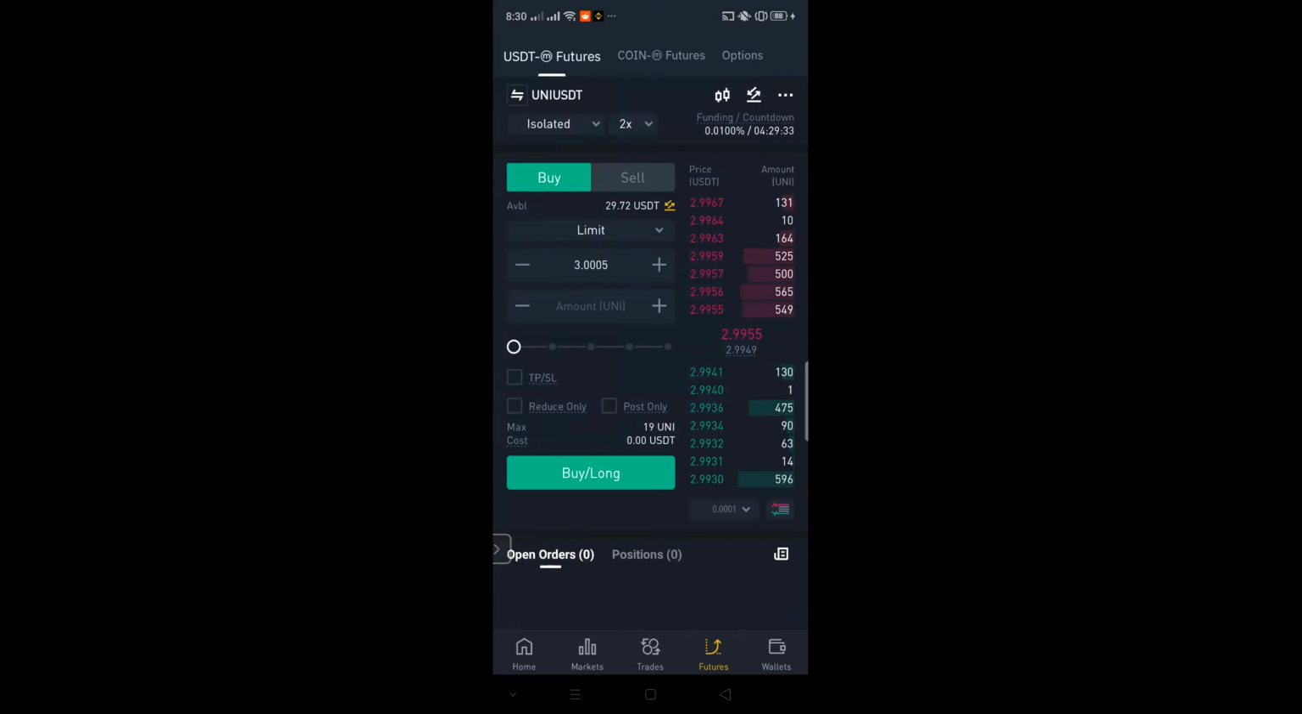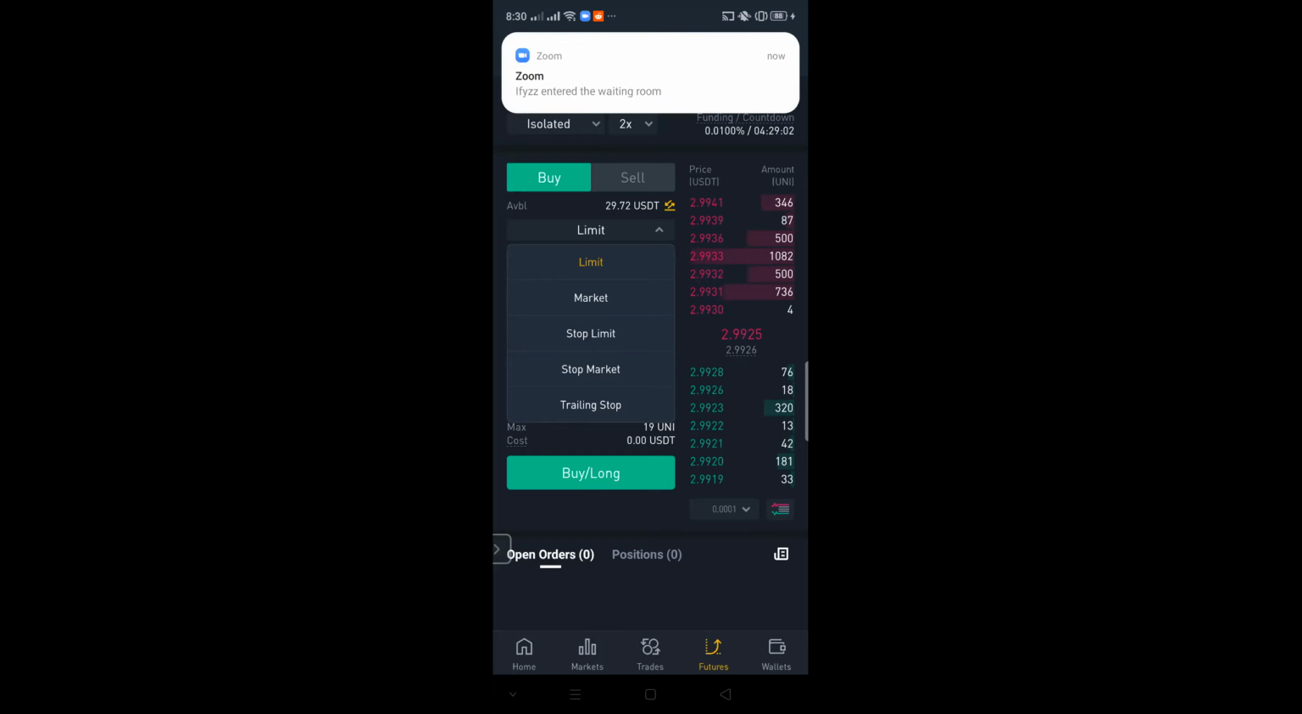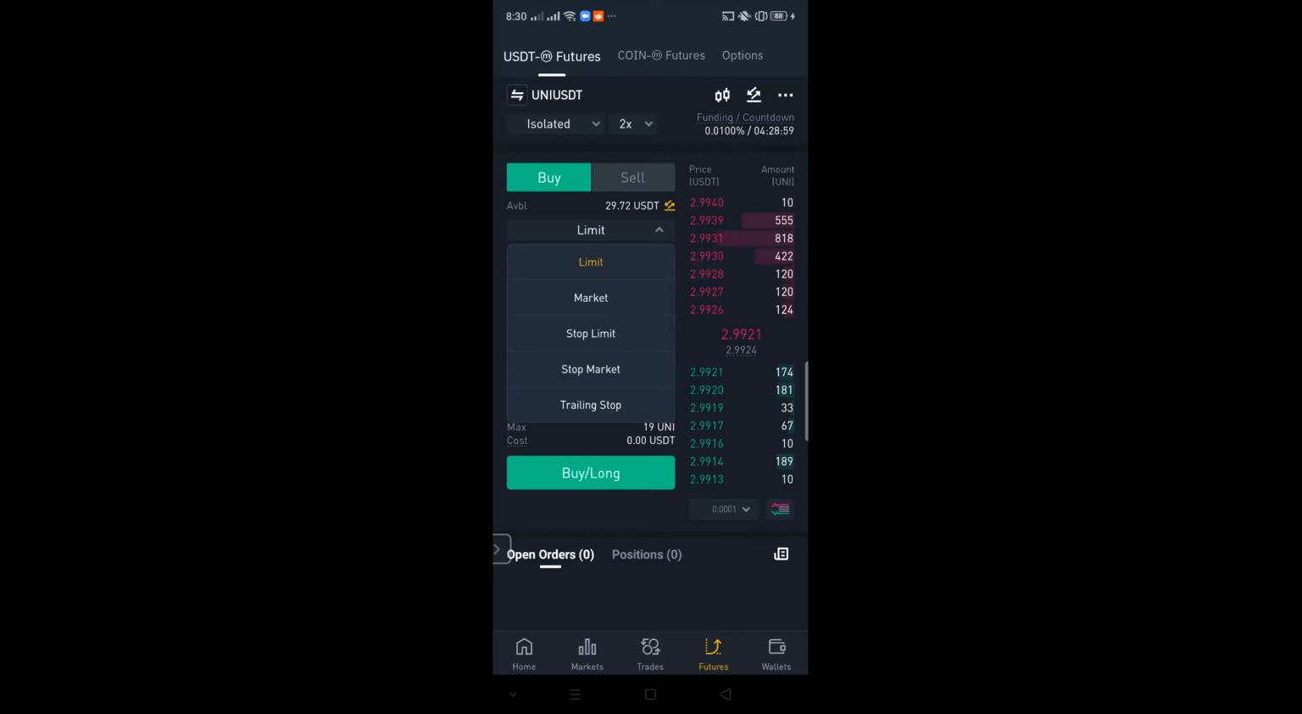After you've changed the cross to isolate, then you're on 2x. Then you click on limit. Limit is always the default. So you say limit, market, stop limit, stop market, and trailing stop. Just focus on limit, market, and stop limits. Then for days, we want to use markets.